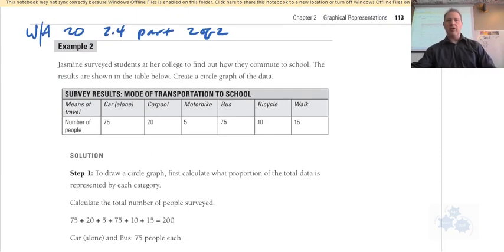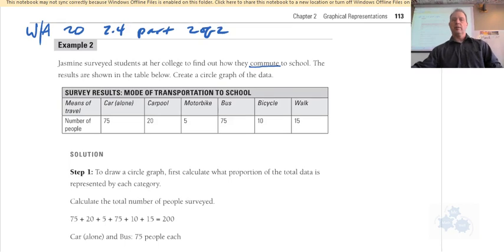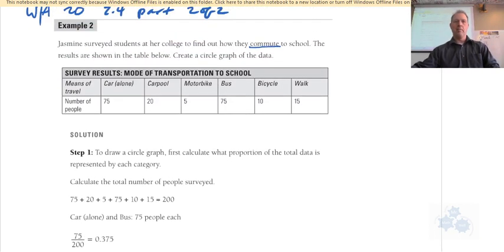Jasmine surveyed students at her college to find out how they commute to school. Commute means how they get to and from school. The results are shown in the table below. Create a circle graph of the data. So we start with a blank circle and create the sections. We have to decide the size of each section, and we are going to need some geometric utensils. We'll take a look at that when we come to it.